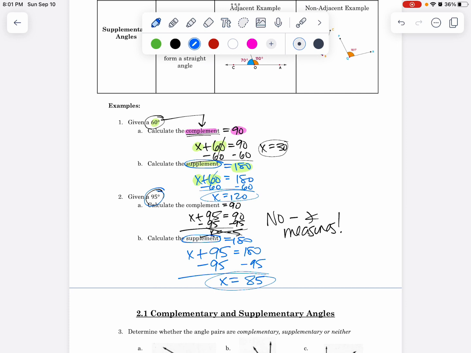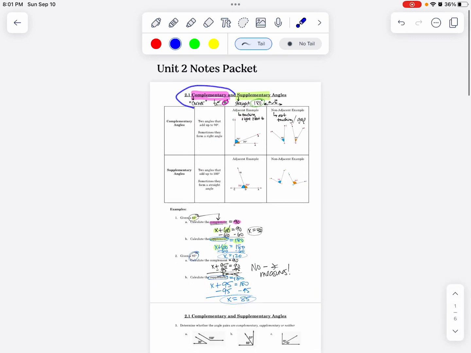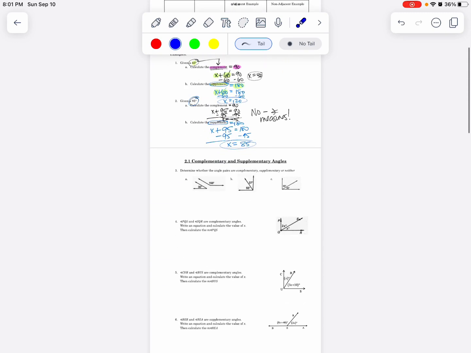You guys notice how every single problem had x plus something? That was the angle that you were given. And if it said complement, we equaled it to 90. And if it said supplement, we equaled it to 180. And that is it. Complement means corner, 90 degrees. Supplement means straight, 180 degrees. And you can figure out any angle measure that is missing.